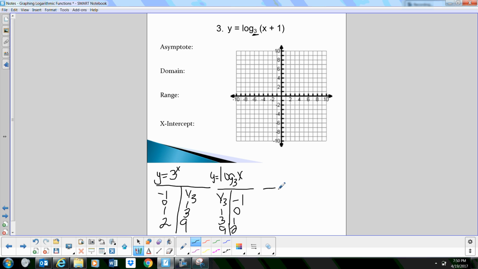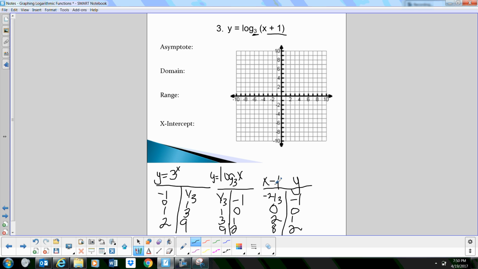Okay, now let's apply any transformations. Well, let's see. What have we done? We are taking x and we are subtracting 1. We have a left shift, but y stays the same. So let's take this 1/3 and subtract 1. 1/3 minus 1 is -2/3. There's no change in the y coordinate. 1 minus 1 is 0, so it goes through the origin. 3 minus 1 is 2. The y coordinate doesn't change. And 9 minus 1 is 8. And the y coordinate doesn't change.